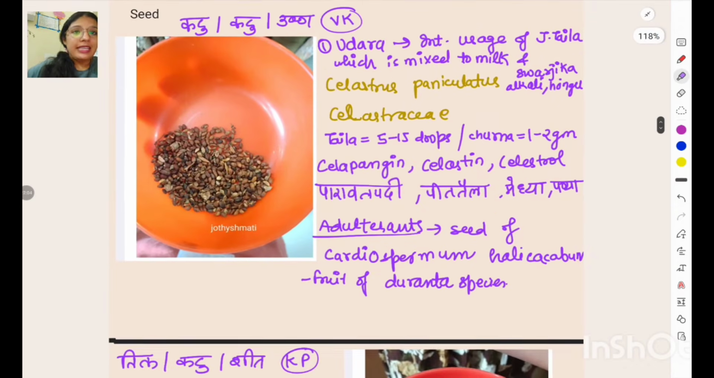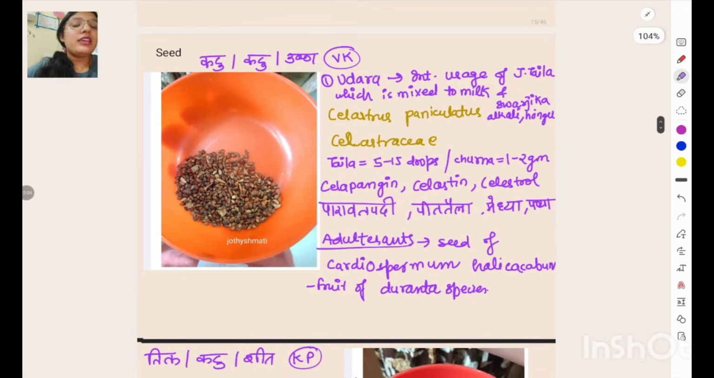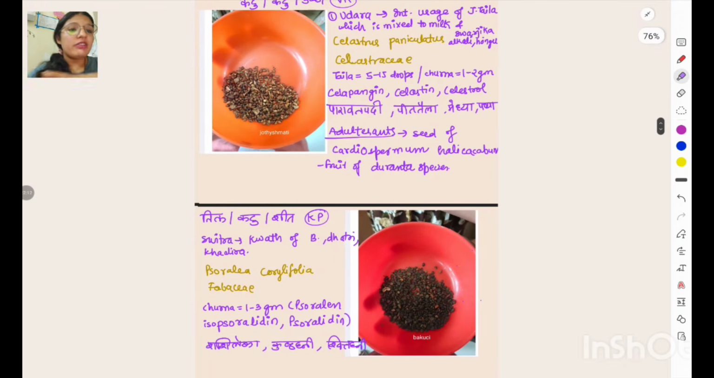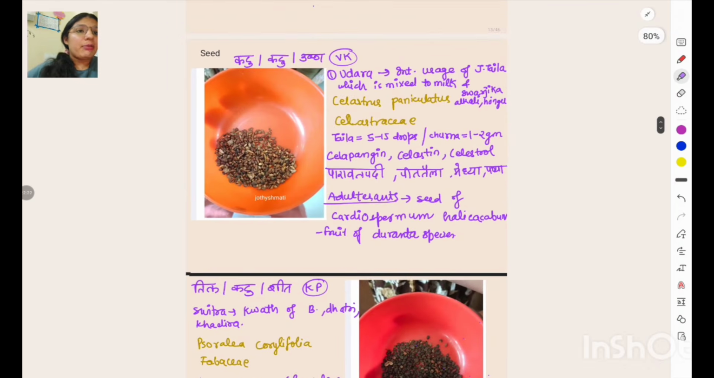Next is the seed. From the seed part, first drug is Jyotishmati. As you know, I have added 2 pictures here. One is Jyotishmati, one is Bakuchi. Don't confuse between these two. Jyotishmati is generally somewhat reddish color, and this is somewhat blackish color, okay, first of all. Then their botanical name I have written Celastrus paniculatus, Celastraceae family, and this adulterant is the fruit of Duranta species.